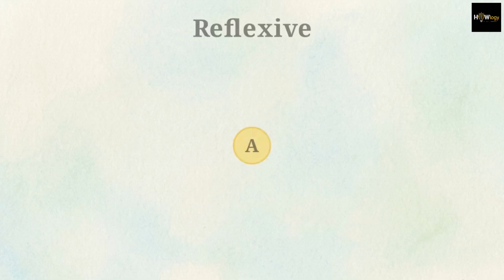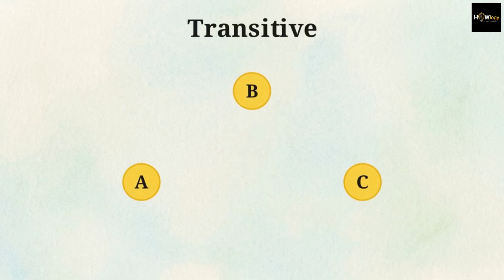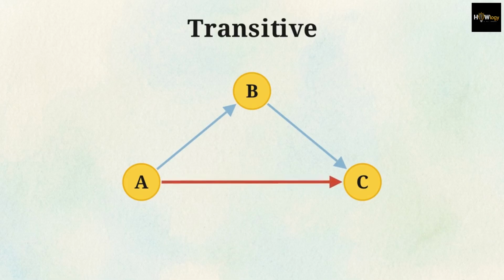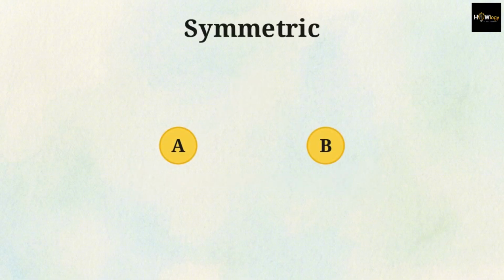The first property is reflexive. This means that every single item in the set must relate to itself. Next is transitive. Think of this as the chain reaction rule. If item A connects to item B and item B connects to item C, then A must automatically connect to C. The third property is symmetric.